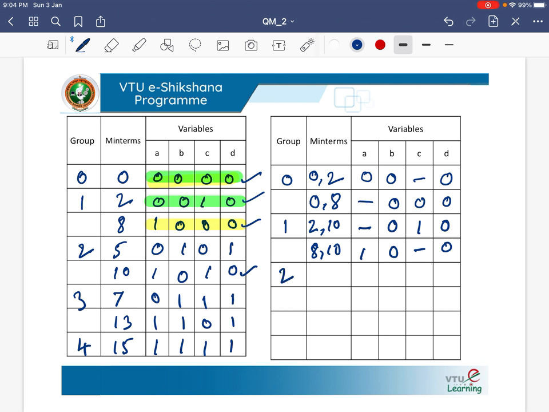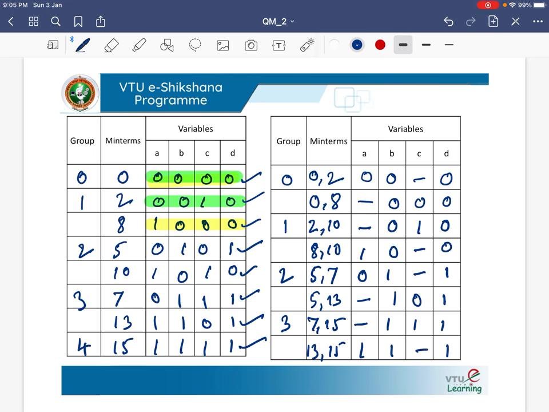Next is group number 2. You can combine 5 and 7, 0 1 dash 1. 5 has to be tick marked and 7 has to be tick marked. Next is 5 and 13, dash 1 0 1. 13 is tick marked. Similarly, in the third group, you can combine 7 and 15, and 15 is tick marked. So it has to be dash 1 1 1, and 13 and 15 gives 1 1 dash 1.